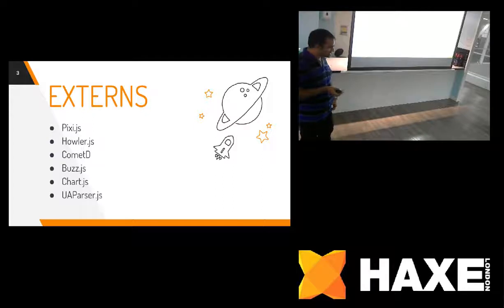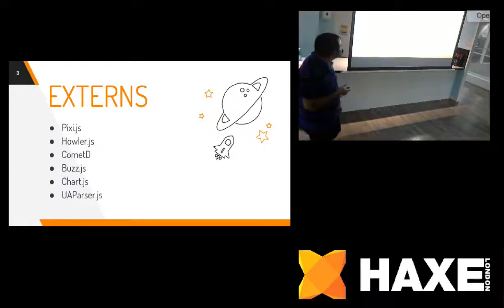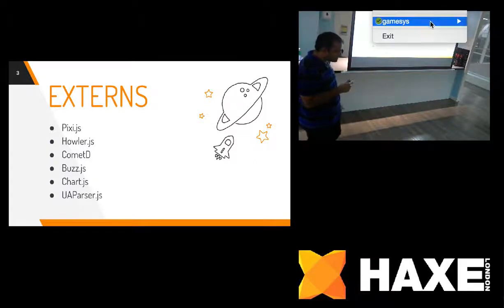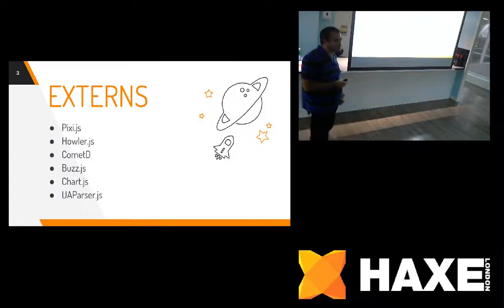I entered into the open source community by writing externs for Pixi.js, which is very popular in Gamesys, and almost all the teams use Pixi, a JavaScript library. The teams which use Haxe need externs, so that's when I started writing externs for Pixi.js, and that's how I entered the open source community for Haxe. I've also written other libraries which we are using currently at Gamesys.